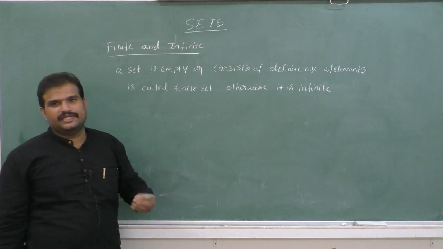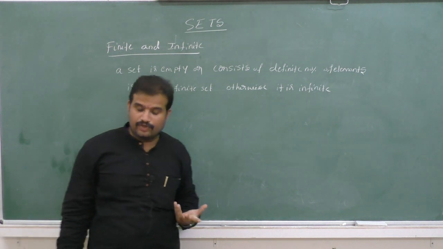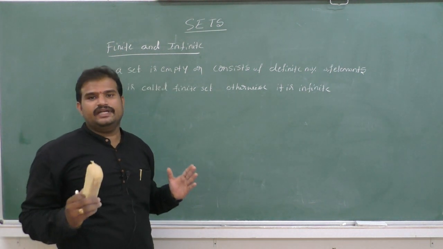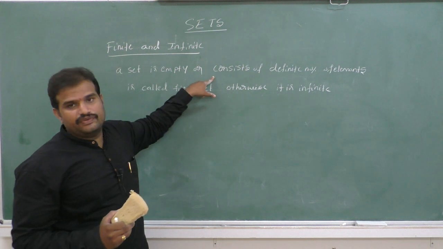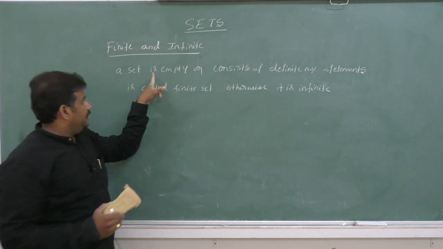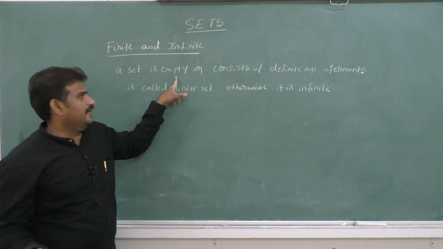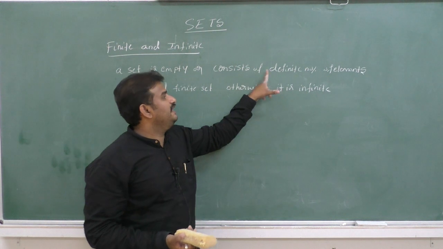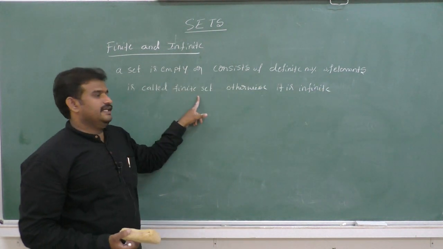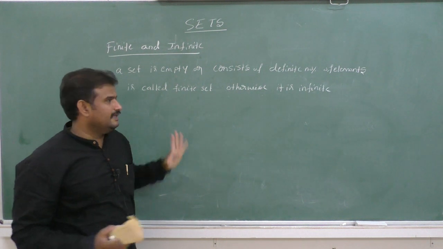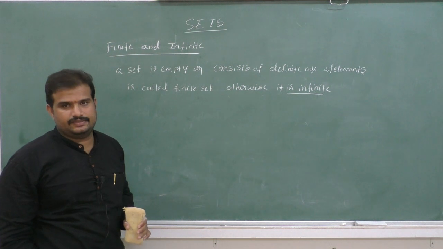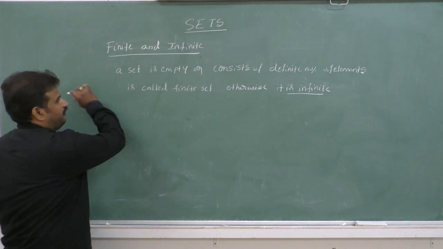So 5 number of elements, 6 number of elements, 10 number of elements, 100, 100 natural numbers. It's a definite number of elements. So it's an example of your finite set. What is a finite set? A set is empty, or consists of a definite number of elements, is called a finite set. Suppose a set is not finite, then it is an infinite set. Okay?